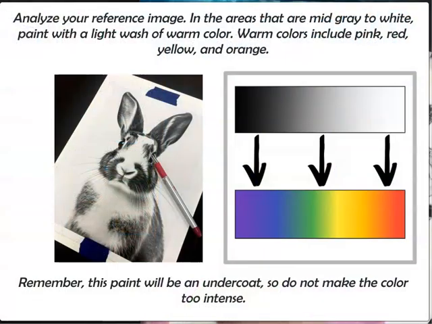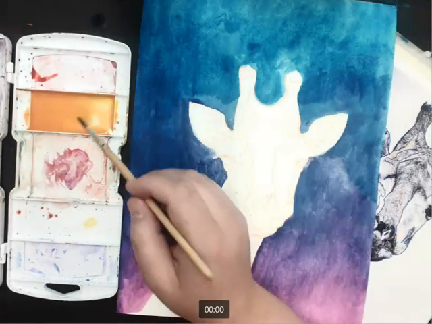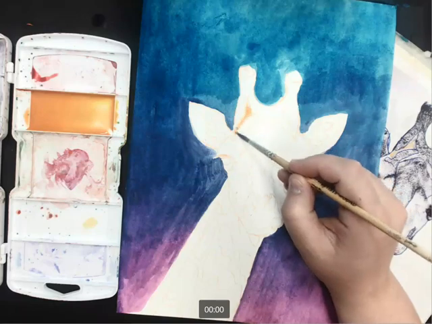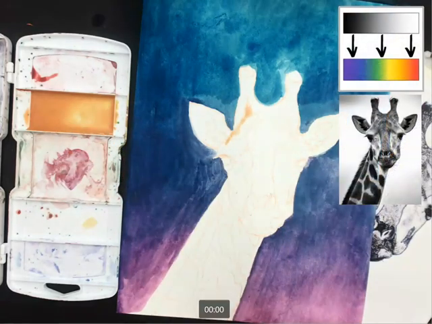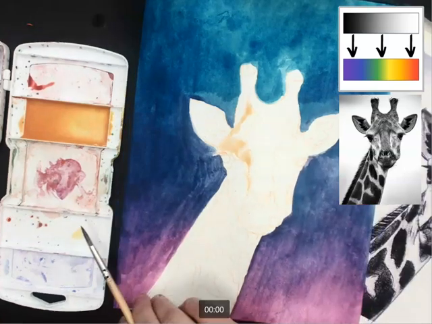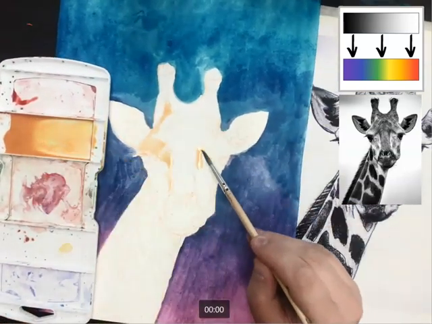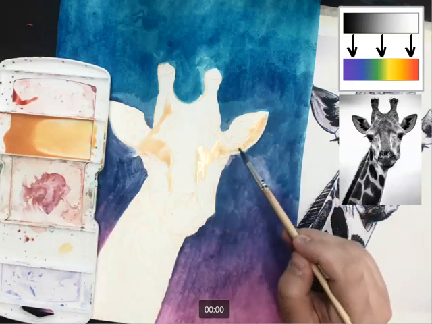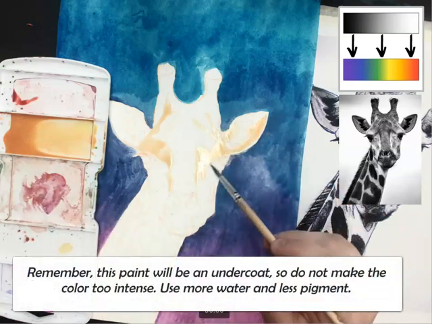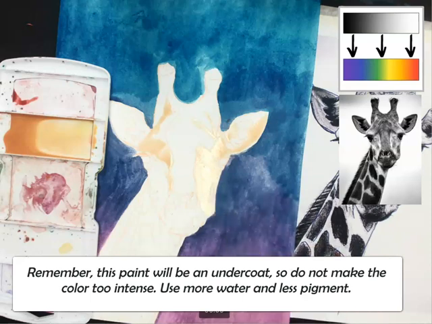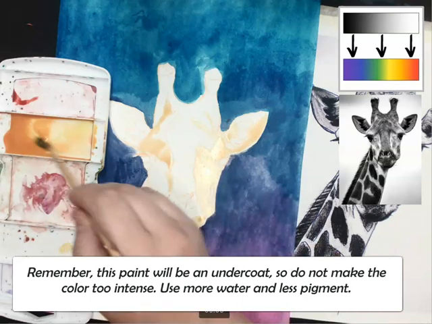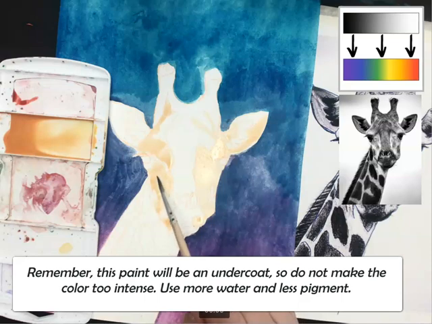Analyze your reference image. In the areas that are mid-gray to white, paint with a light wash of a warm color. Warm colors are going to include pink, red, yellow, and orange. Remember, this should be a light wash. It's an undercoat. Try not to make the color too intense. Use more water and less pigment.